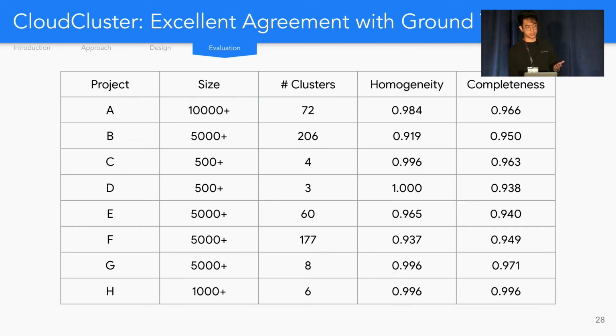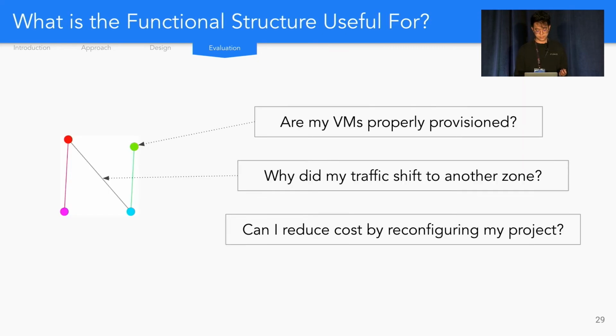The homogeneity and completeness scores show that our result has an excellent agreement with the ground truth labels. For all the projects, homogeneity is higher than 92%, and completeness is higher than 94%. This confirms our hypothesis that we can extract the function similarity from the traffic similarity. This agreement also motivates several interesting use cases of the functional structure. In the paper, we show how a cloud provider can use functional structure to answer several questions about customers' projects.